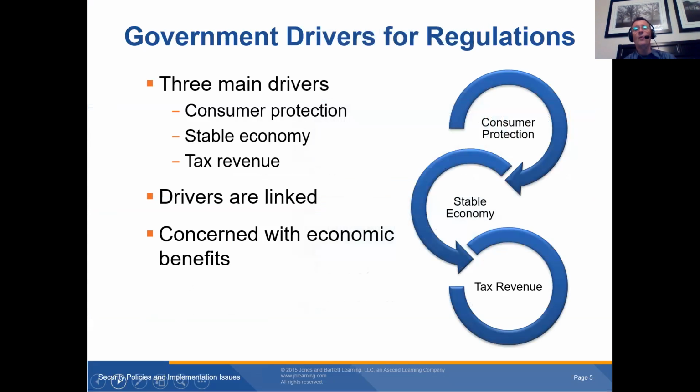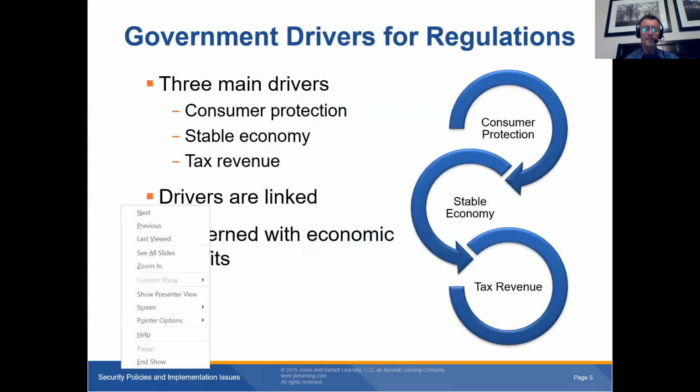So as we take a look at why governments need to be involved, why do we need the regulations? The three main drivers are to protect consumers, that's a good thing. To make sure we have a stable economy. If we had problems, the stock market would be up and down, up and down, all over the board. That wouldn't be a good thing. And to make sure that we can tax things that happen online. Those three factors are all linked together and they're concerned with the economic and social benefits that we gain from them.